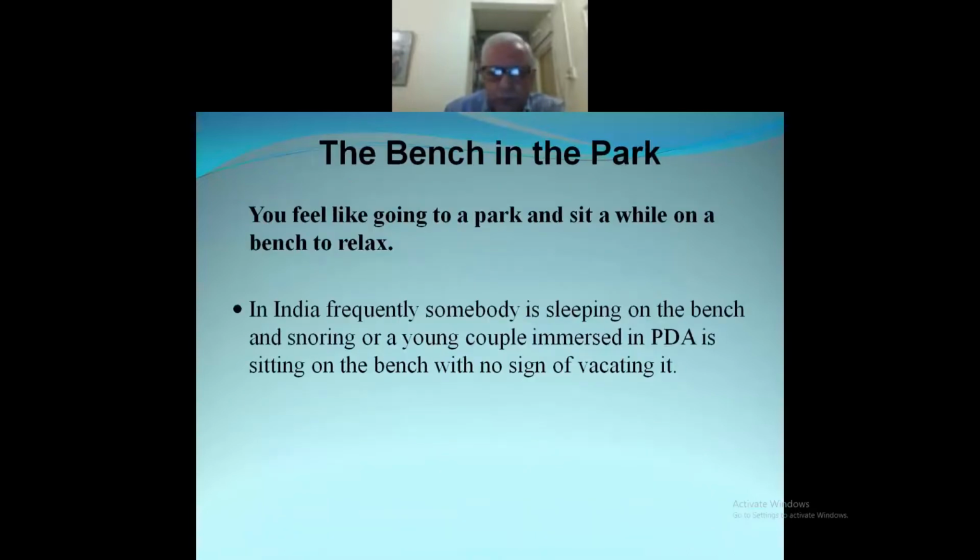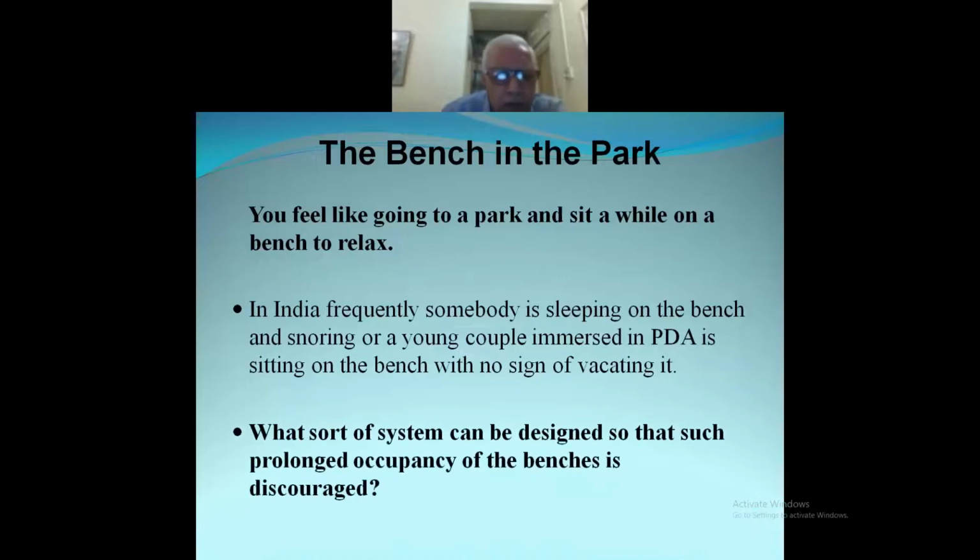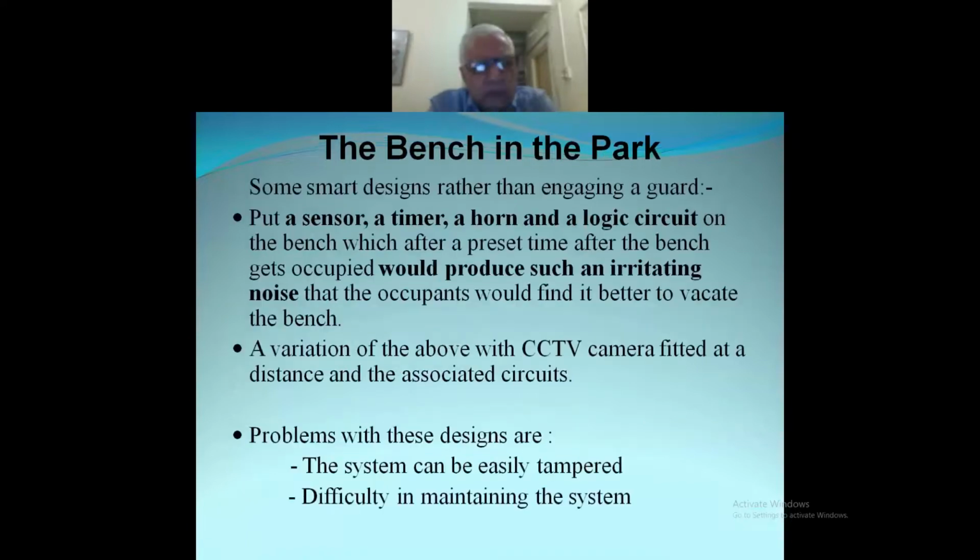Let us take a second case. Suppose on a nice sunny day, you feel like going to the nearest park and spending some time sitting on the bench, enjoying nature and whatever it is. But in India, half the time you will find somebody sleeping on the bench and snoring, or the benches are occupied by young couples engaged in PDA with no sign of vacating the bench very quickly. Here again, can we think of a system which can be designed so that such prolonged occupancy of the benches is discouraged? Again, we can employ some chowkidars, but I think in all probability they will be beaten up.